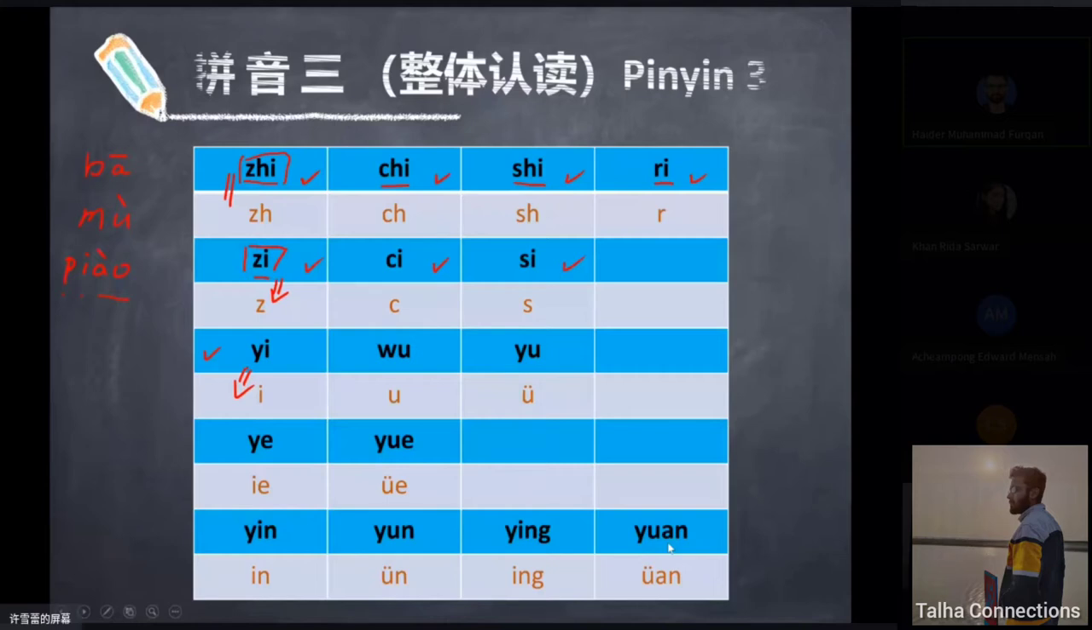Okay. So these are the syllables. They are read as a whole. You cannot read the initial and final separately. They are not like the syllables I just wrote here, which can be read separately: b o a ba, m o u mu, p o i ao piao. But these we do not read separately. They can only be read as a whole.